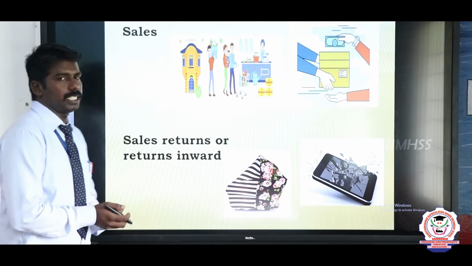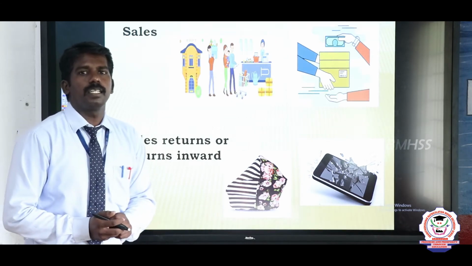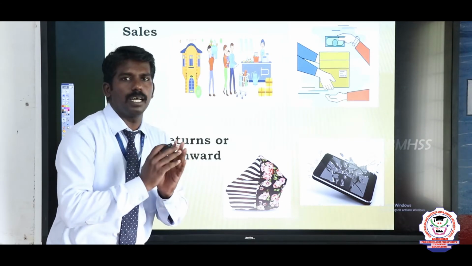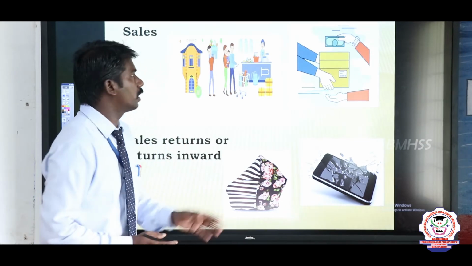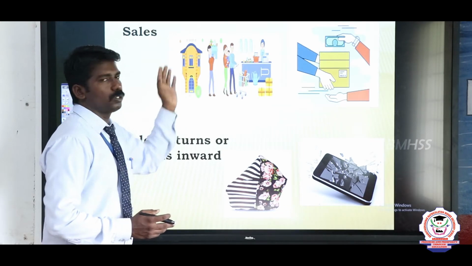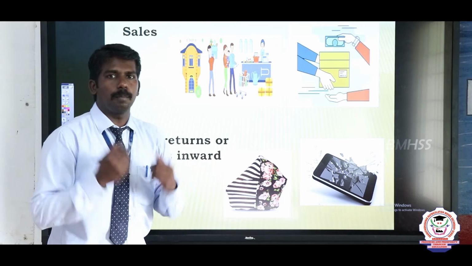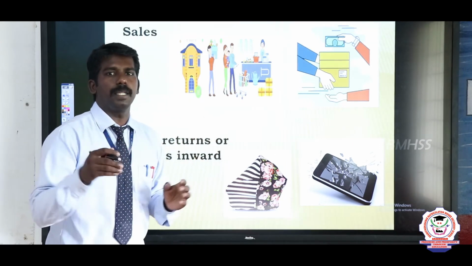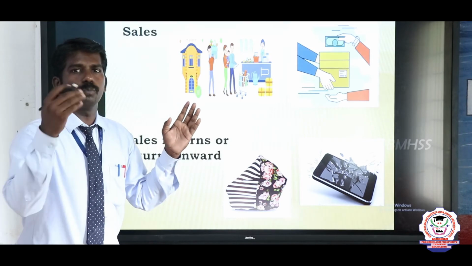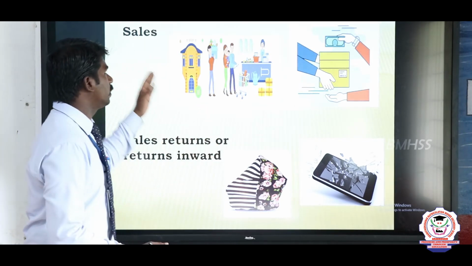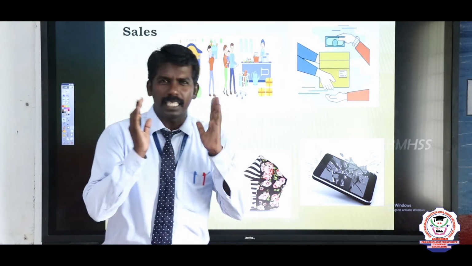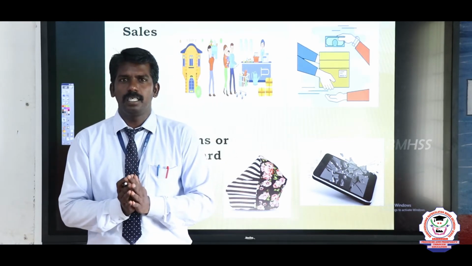Next, sales. The company purchases raw material from persons and then converts the raw materials into finished goods. Finally, the company sells the goods to the consumers. The consumer buys the products from the company and pays cash to the company. So, sales is nothing but selling goods to the buyer and receiving cash from the buyer. This is the sales. And then, Nanda, what is the major income of the company in a business organization?